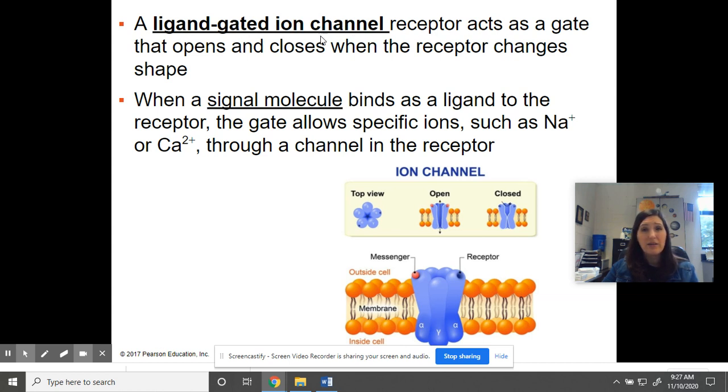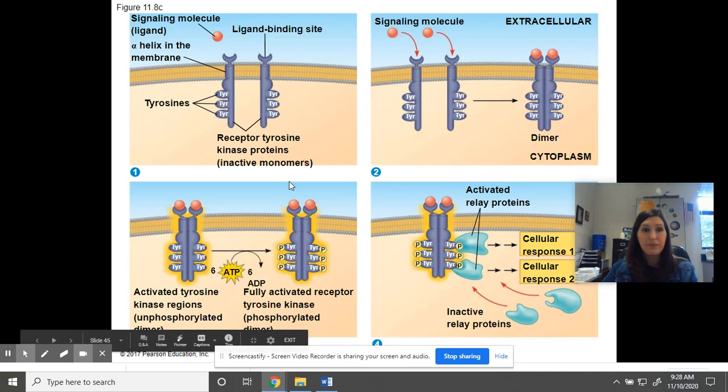It is a receptor that acts as a gate that opens and closes when the receptor changes shape. When a signal molecule binds as a ligand to the receptor, the gate allows specific ions such as sodium and calcium through a channel in the receptor. Remember, ions always have charges. And that's the top view, the open and close, so it's changing shape. So this is that ion channel when the ligand binds and it's coming through.